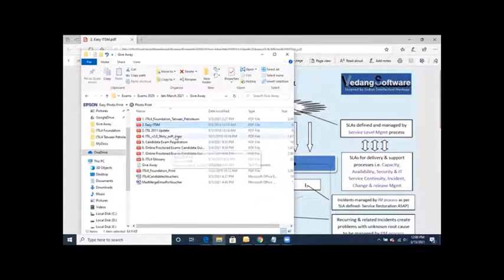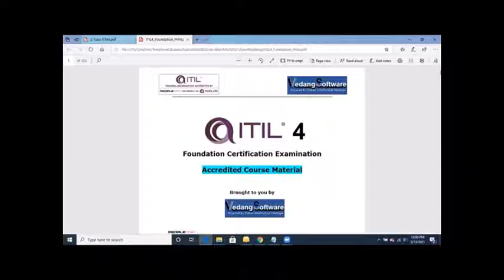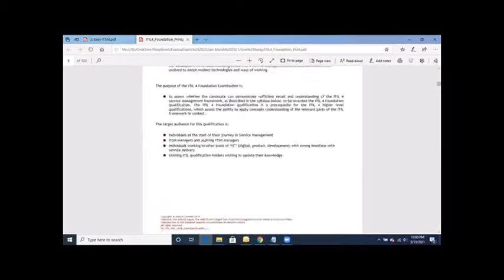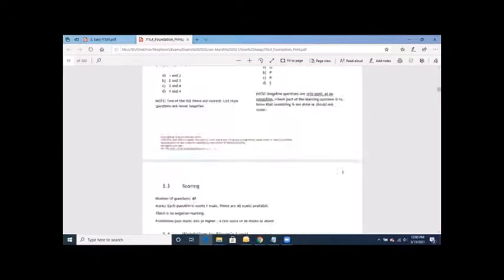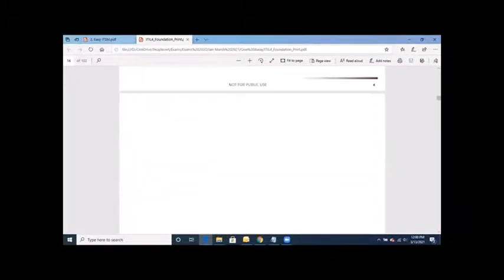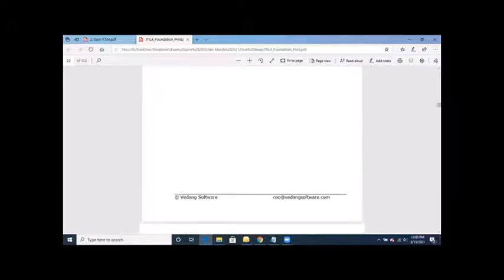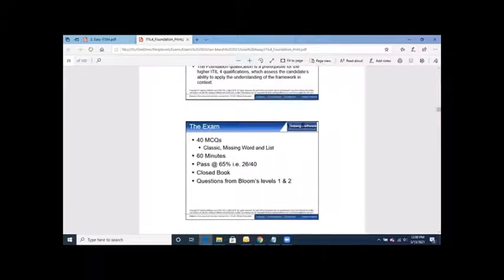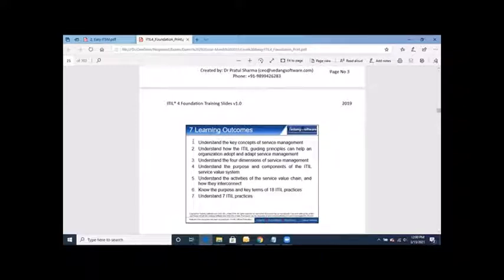Okay. Other than this, we will also try to understand the slides, the ITIL4 slides. There are 7 learning outcomes of these ITIL4s. You have received all these slides and everything. I've already shared these with you on WhatsApp. So there are 7 learning outcomes of the ITIL 4 thing. These are these learning outcomes.